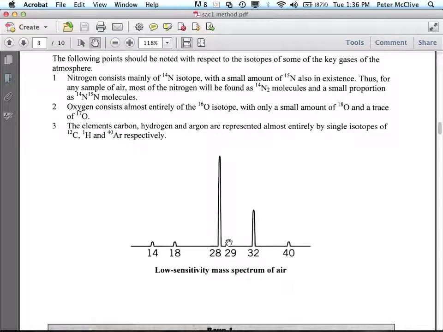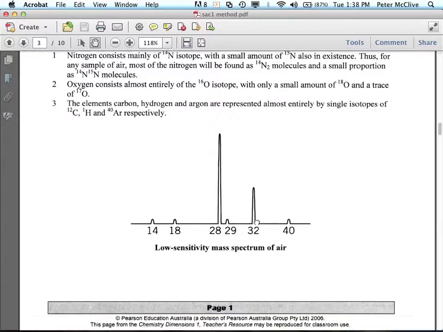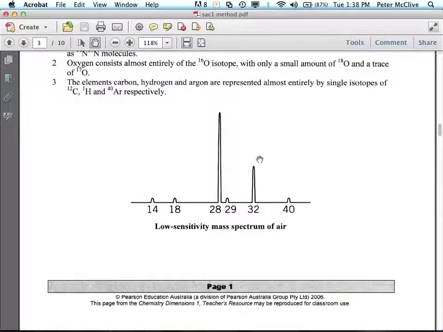16, oxygen consists entirely of O16 with a small amount of O18, some of O17, and oxygen always occurs as two atoms, O2, and two lots of 16, oh, look at that. Big peak, two lots of O2. So you could think that that one there might be O2, 16 isotopes. Okay.